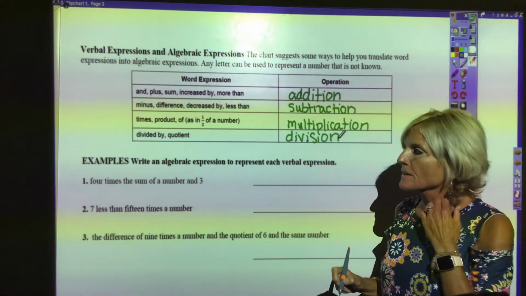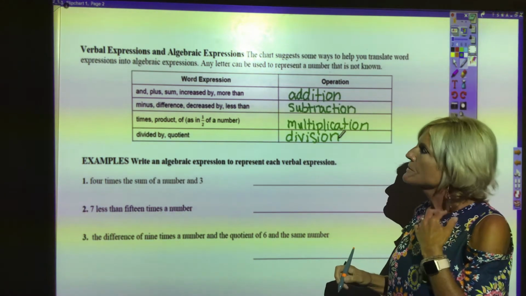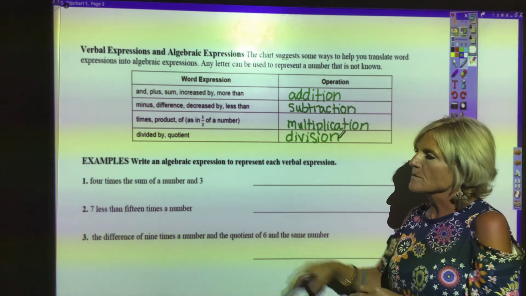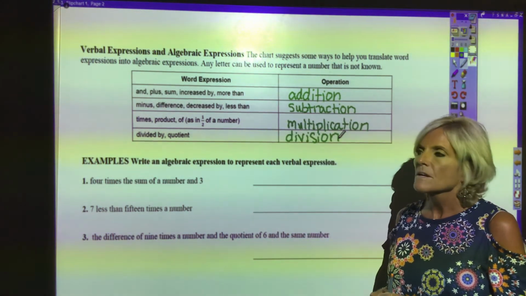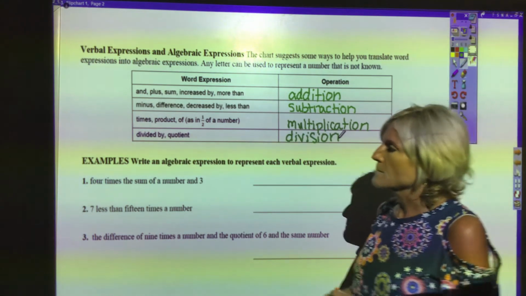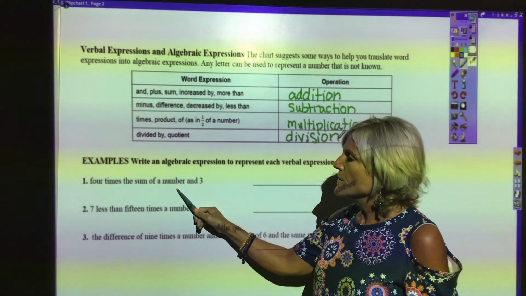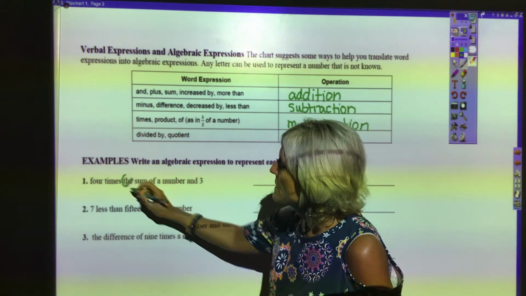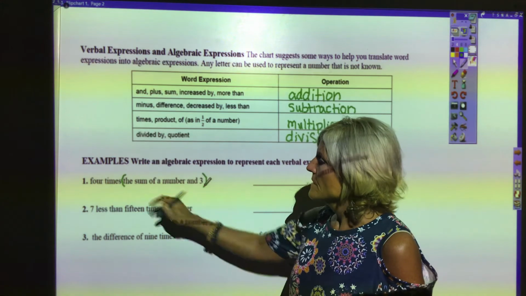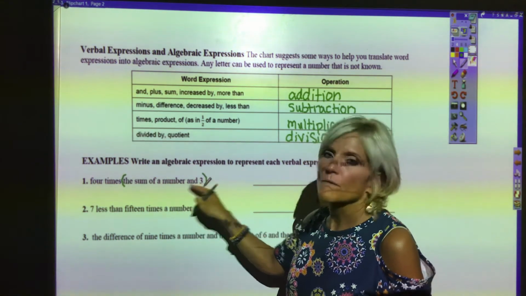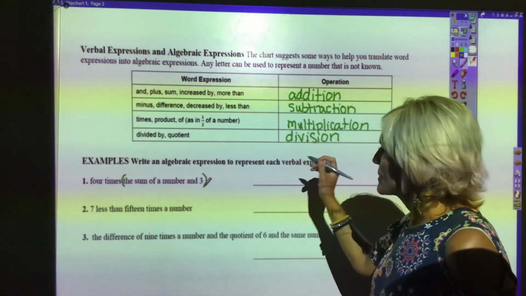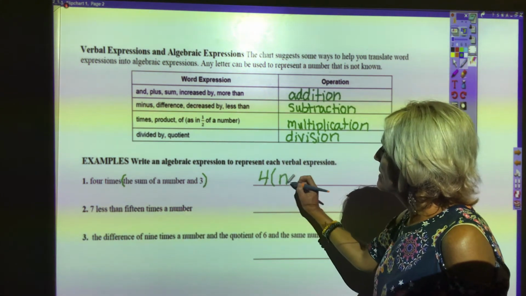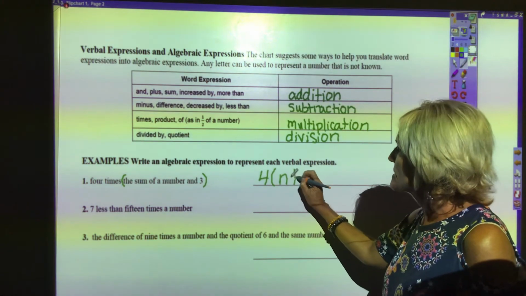So we're going to start off our examples today by using the operations to write an algebraic expression from each of these verbal expressions. So I start off with 4 times the sum of a number and 3. So think of it this way. If you group this part together, that's one chunk. The sum of a number and 3, and we're taking 4 times that. So we will write that as 4 parenthesis n, representing a number, plus 3.